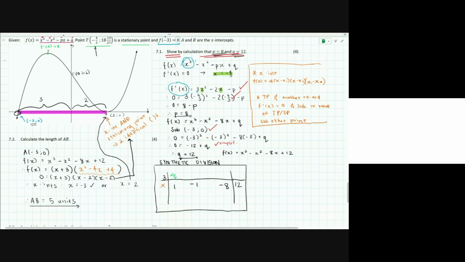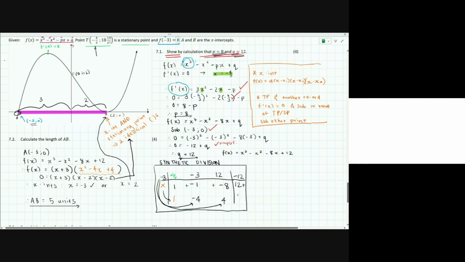Okay, cool. So you're going to take your 1, and then you're going to drop it down, and then you're going to say -3 times that 1 that you dropped, and then you're going to put that -3 at the top. Then you say -3 plus -1 is going to be -4. Then you say -3 times -4, and that gives you 12. Then you write it there. Then you say 12 plus the -8. Then you're going to get 4, and then you're going to say -3 times that 4, and then you get -12, and then you say -12 plus 12, and you get 0.